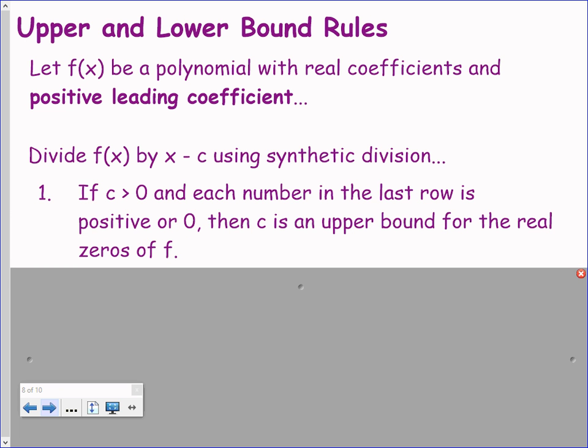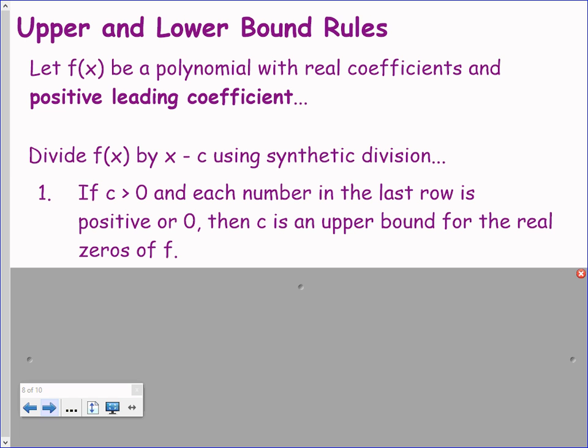Okay, let f of x be a polynomial with real coefficients and a positive leading coefficient here. So this test only works if we have positive leading coefficients. You're going to do everything normal. So you're going to create your possible rational zeros using the rational zero test. You're going to check them with synthetic guess and check. And that's really what this line is saying. Divide f of x by x minus c using synthetic division. That's normal. That's nothing new to you. Okay.